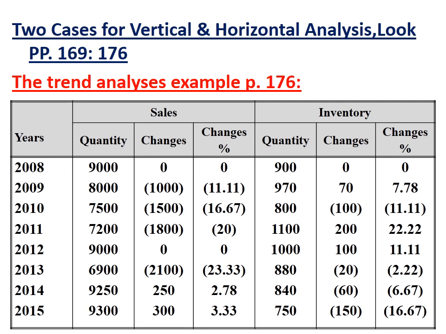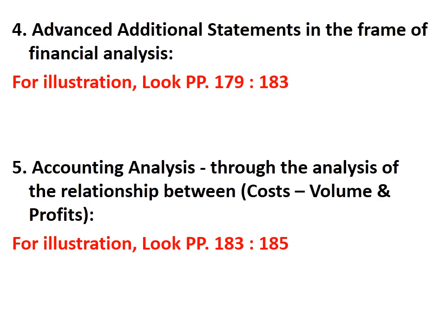The change will be divided by the 9,000 to get the change percentage, as shown in the third column in the sales item. The same is done for inventory, to get the changes and the change percentage from the base year, which is 2008 in this example. Now we have what are called advanced additional statements in the frame of financial analysis.